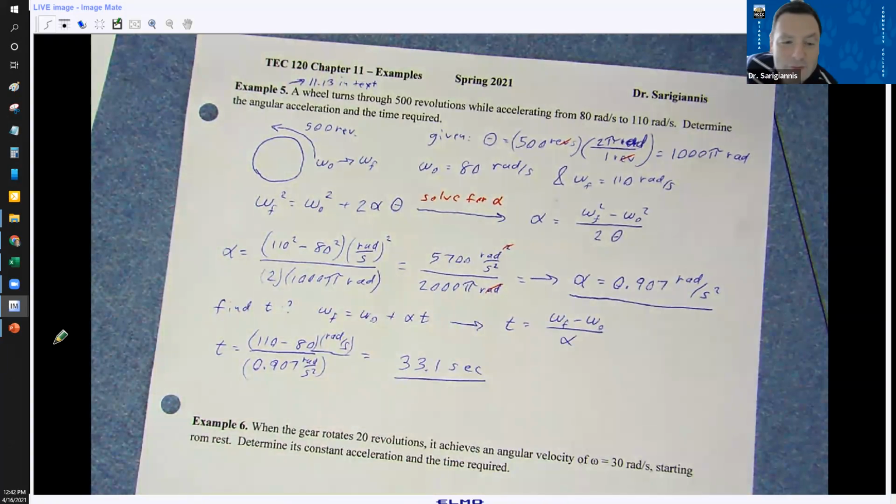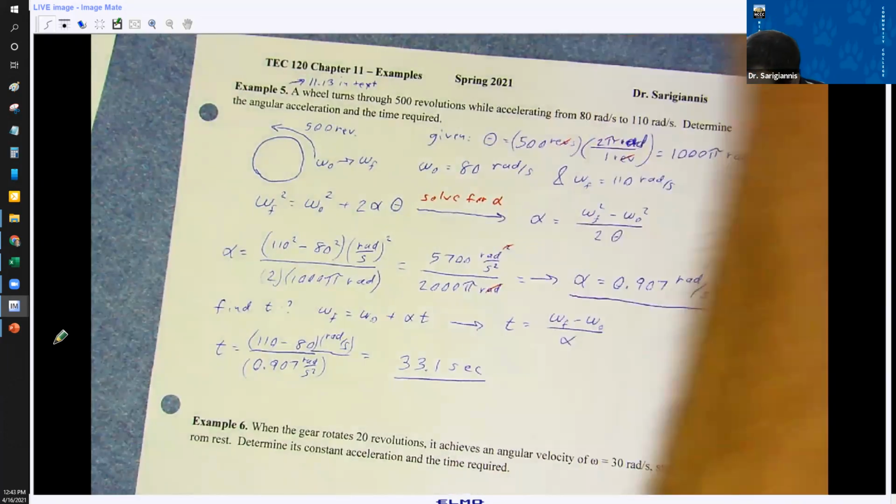So these equations let us solve this problem, right? A wheel turns a total of 500 revolutions while accelerating from 80 to 110 radians per second. What's the angular acceleration and what's the time required? It's accelerating at 0.907 radians per second squared, and it took 33.1 seconds to do that, right? That's the time it's taken to do that acceleration.